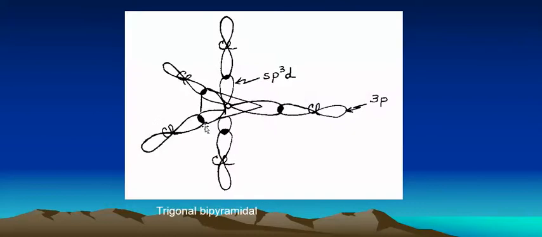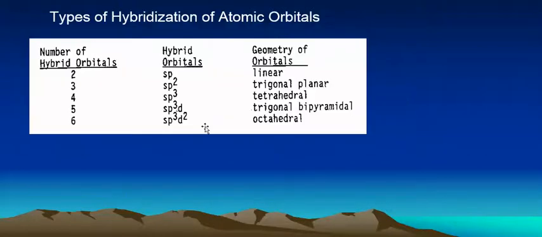And so when you look at the model for PCl5, phosphorus forms 5 identical sp3d hybrid orbitals with chlorine, and chlorine uses the atomic orbital 3p to bond to the phosphorus. So here's the important part of valence bond theory: types of hybridization of atomic orbitals.